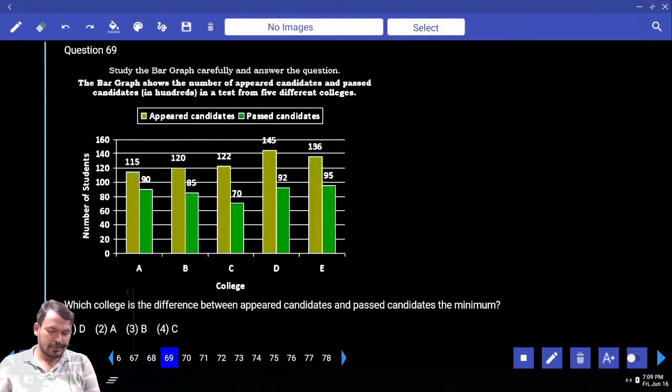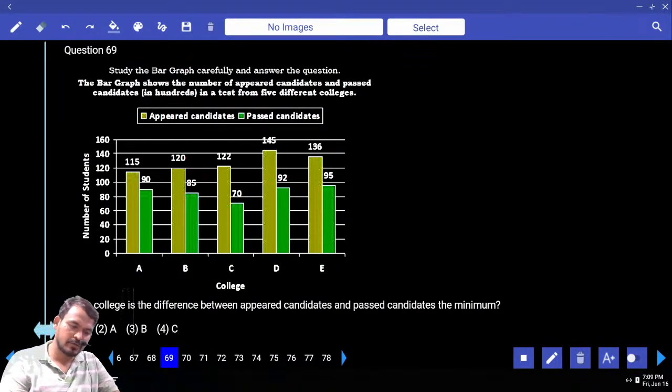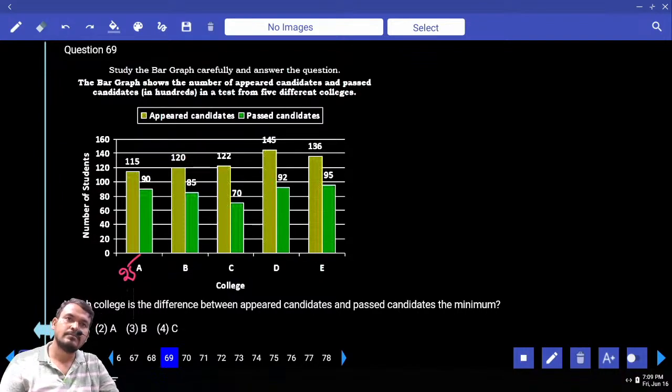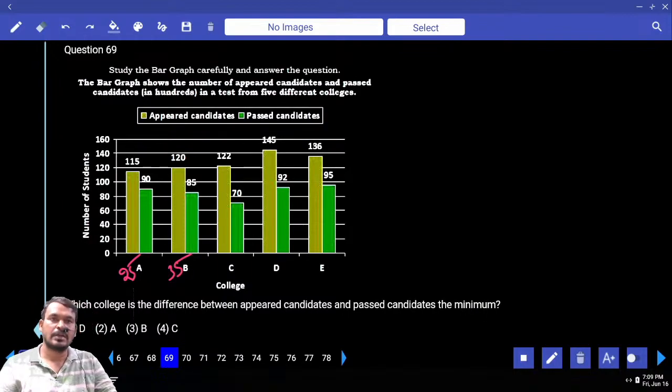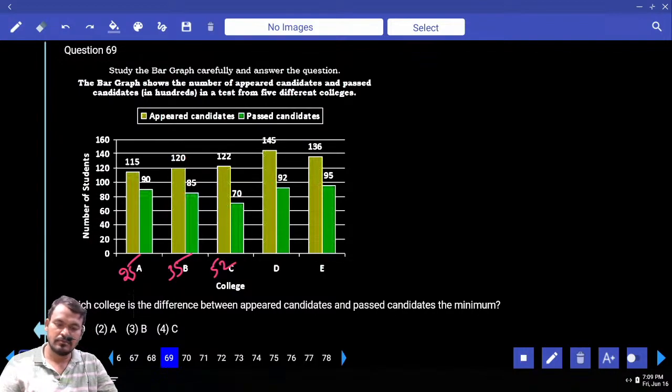In which college is the difference between appeared candidates and passed candidates minimum? Which one is the minimum difference? What is the first one's difference? 25. Second one, 35. Third one, 52. Next one more than 50. Next one more than 40. Obviously here.